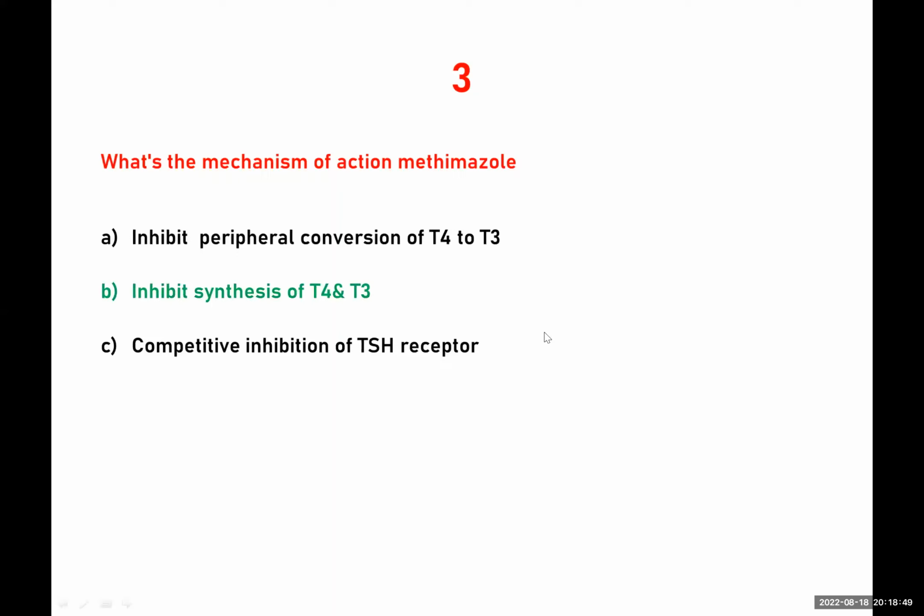Most of you answered A, so it is not the answer. The conversion is usually the action of propylthiouracil, C, because it inhibits the synthesis and it can also prevent the conversion.